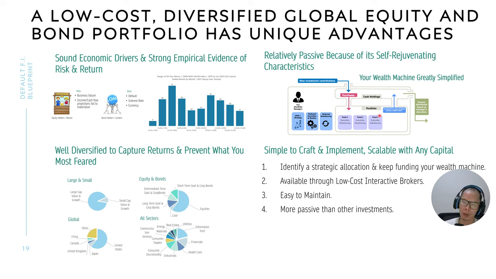Self-rejuvenating means that you're not afraid that if a certain sector or company collapses, you will lose out. It's a little bit of survival of the fittest. Or, if you're using factor funds, the rebalancing itself gives it the ability to harvest different kinds of risk premiums. So diversification has a way of capturing returns, but it also prevents certain things that you most fear. And of course, it's scalable and easy to implement.